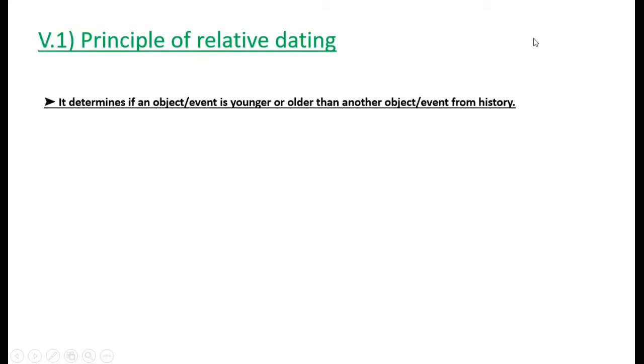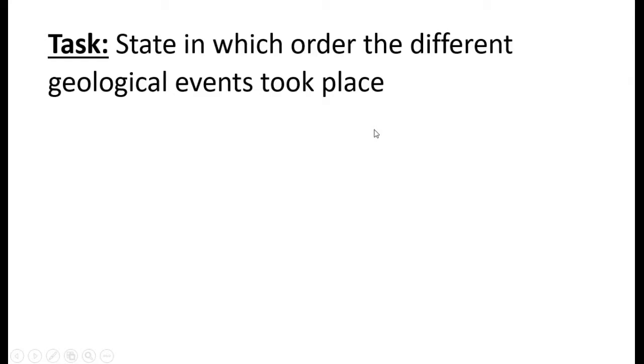5.1, principle of relative dating. There are two things you need to know. The first one is that it simply determines if objects or events are younger or older. And the second one, it's qualitative. You're not going to give specific dates when you use this type of dating. Task: state in which order the different geological events took place.